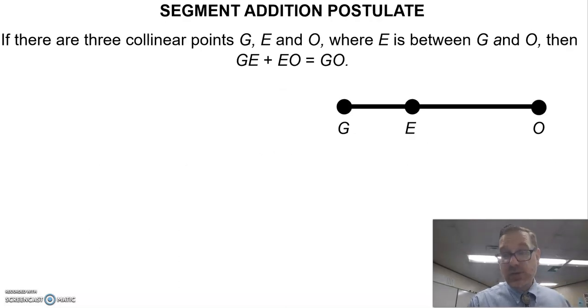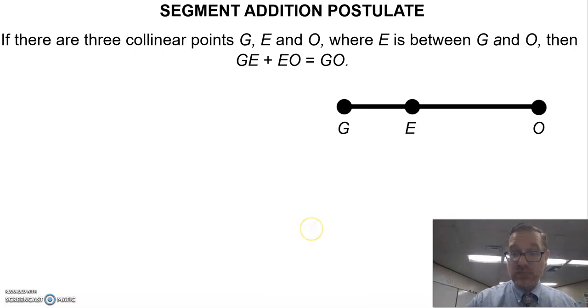So the segment addition postulate. A segment is a piece of a line. Addition, I am going to add, and a postulate is a rule that always works. The segment addition postulate says if there are 3 collinear points, G, E, and O, they are collinear, they are on the same line, where E is between G and O, then GE plus EO equals GO.